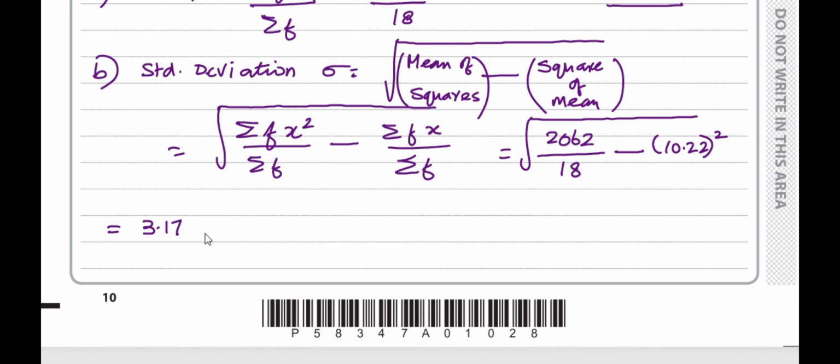3.17. And in standard deviation, we also need to write the unit. So we are actually measuring the wind speed. So standard deviation will also have the same unit. So you need to write knots. End of story.